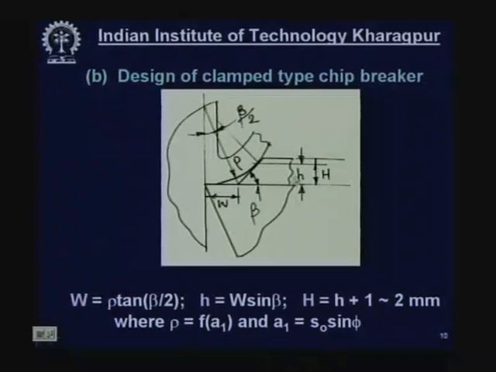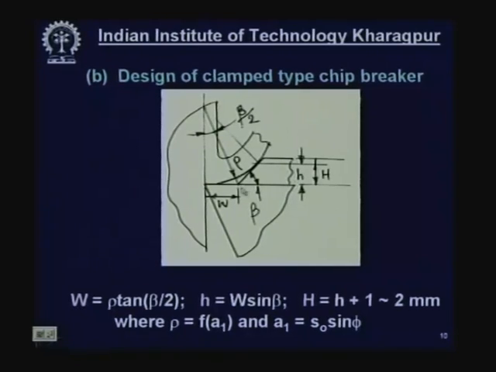Now, if it is a clamp type with an angular clamp, where the chip is now flowing like this, this is the design of a simple clamp type chip breaker with an angle. This is the width W and this is the angle of the breaker, and this is the critical radius of curvature at which the chip is supposed to break. Suppose this angle is beta, then what do we do from this geometry?